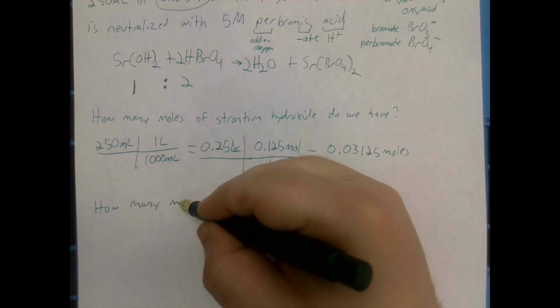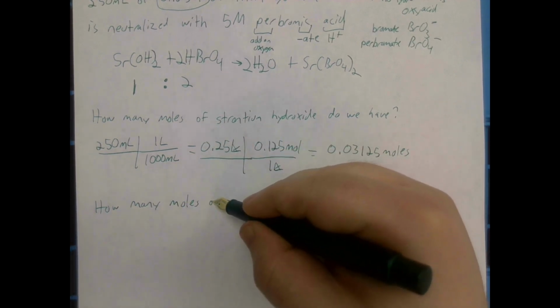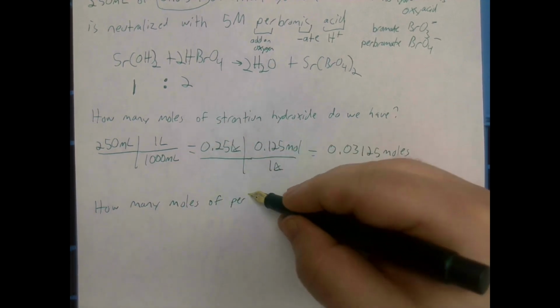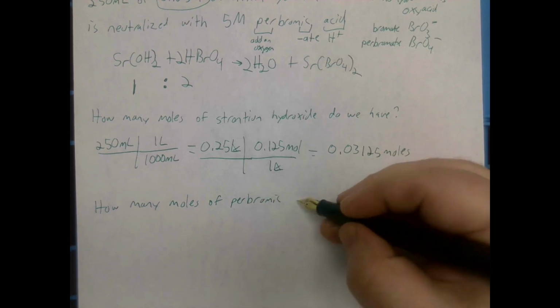How many moles of perbromic acid do we need?